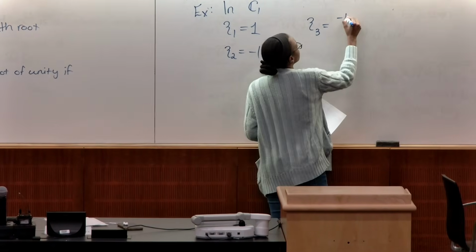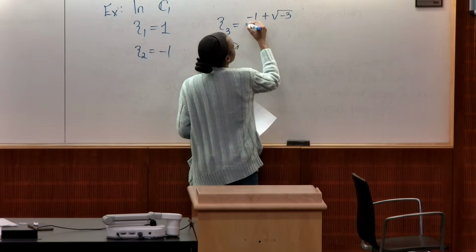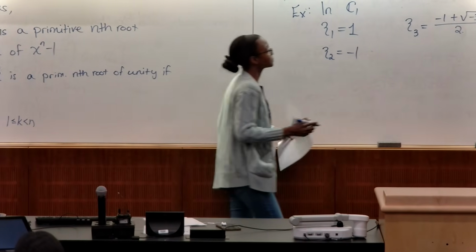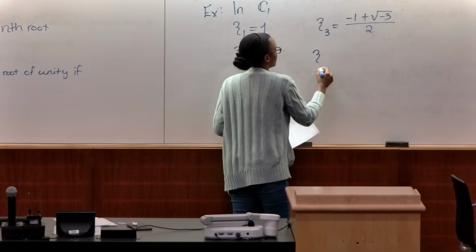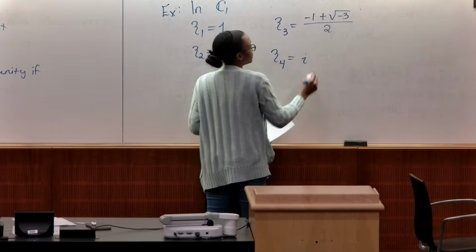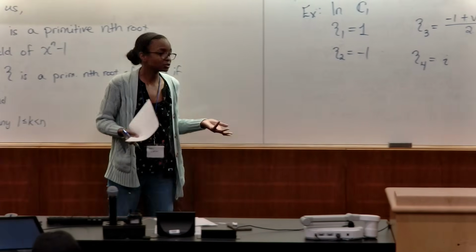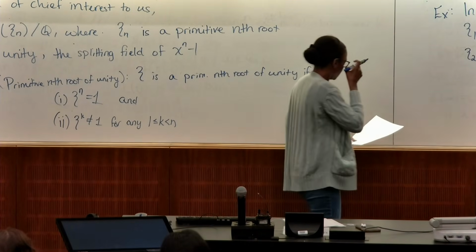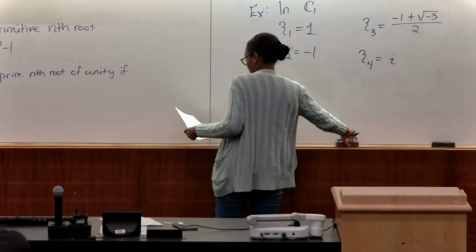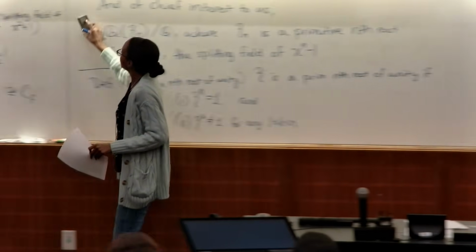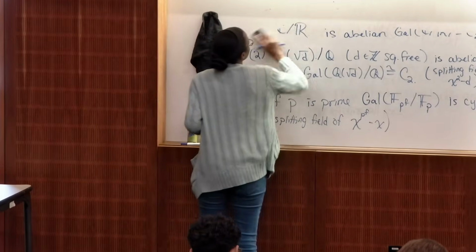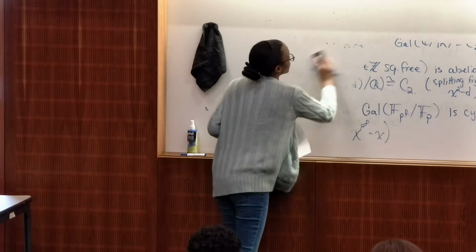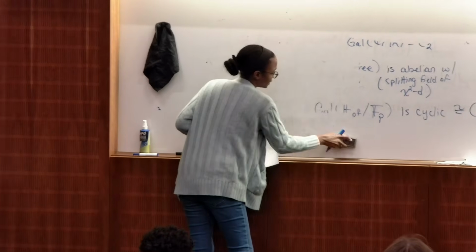Here's one. And for zeta 4, you also have a choice. I'm choosing i. I could just as easily have chosen negative i, and it would have still been fine. And how was I choosing those specific examples?